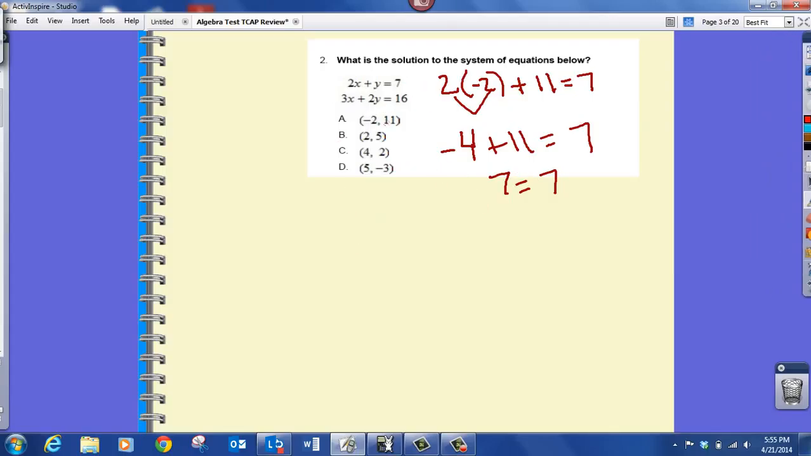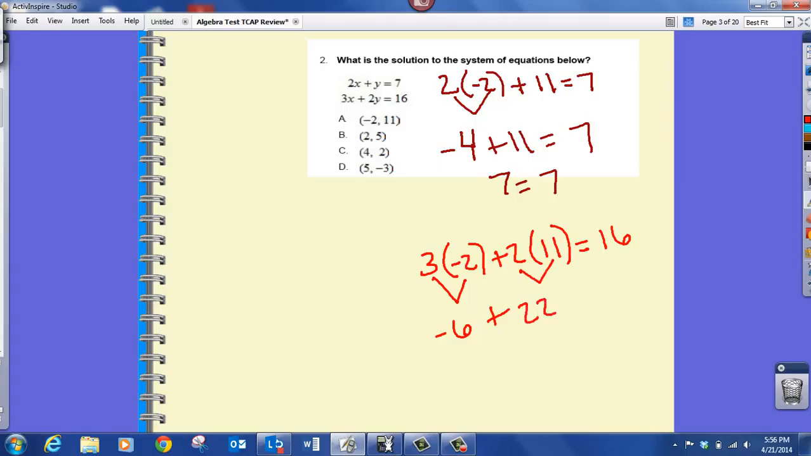Now I need to test the same coordinate pair in the bottom equation. I have 3 times negative 2 plus 2, and then 11 for my y, equals 16. 3 times negative 2 is negative 6, plus 2 times 11 is 22, equals 16. And when you take negative 6 and add 22, you'll get 16 equals 16. So for number 2, A will definitely work.